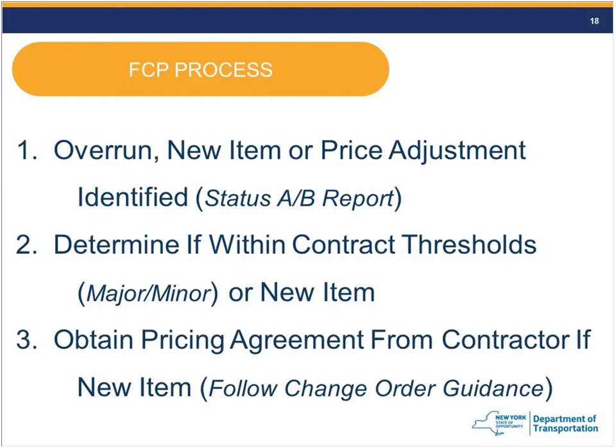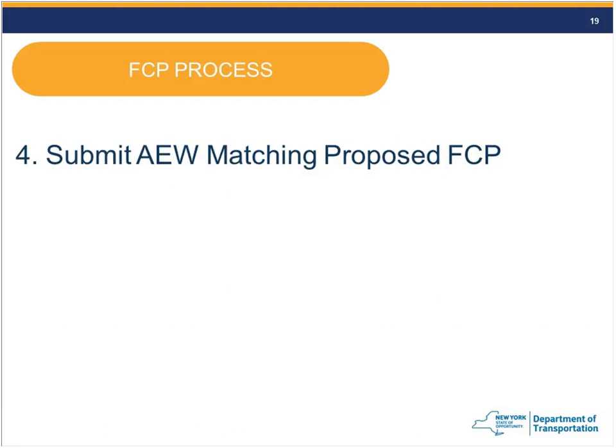Third thing, if needed. If we haven't broken a threshold, we don't need an agreement from the contractor. But if it's a new item or if we've broken those contract thresholds, we're going to have to obtain a pricing agreement from the contractor. And if it's not a simple price agreement, we may not be able to use a field change payment. But many times we can do that in a simple manner. The fourth is submit the AEW.